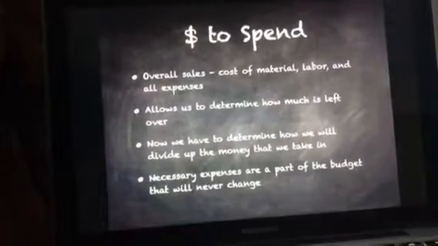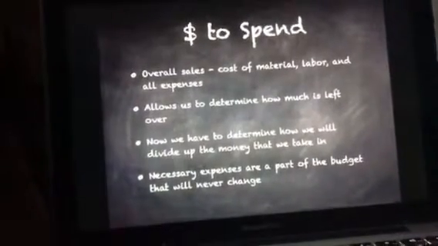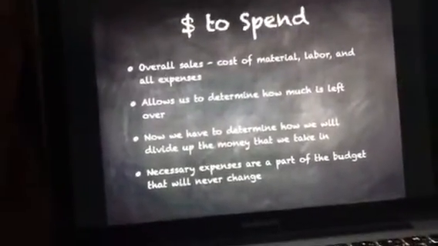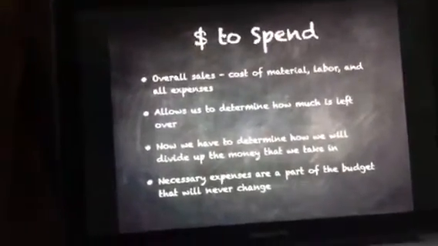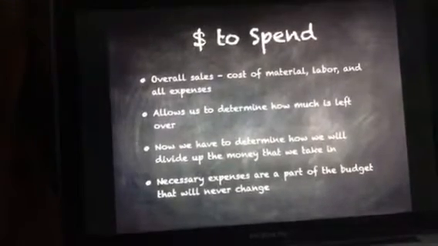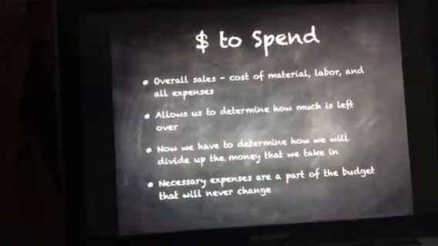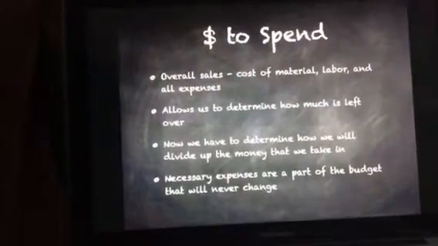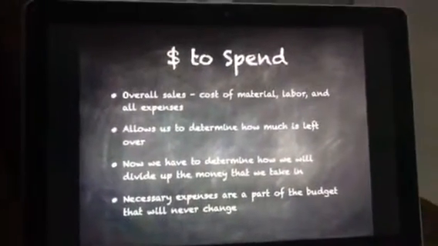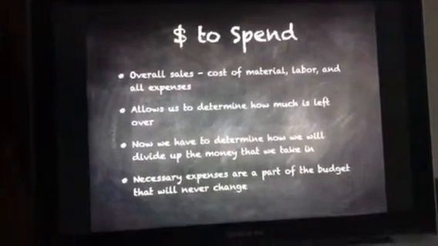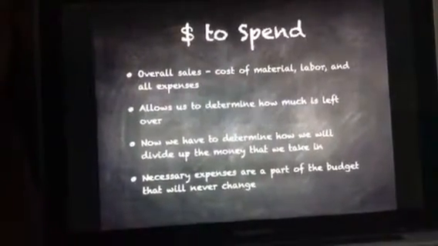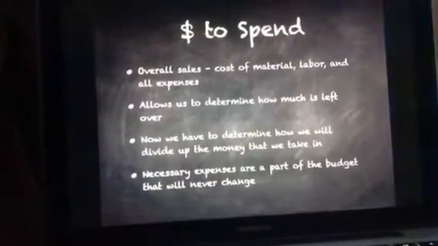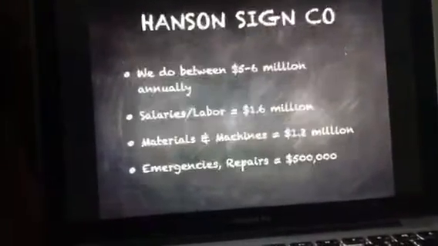Necessary expenses are the biggest part of the budget, and that part of the budget never changes. Each year, the numbers themselves may change, but as a company, we will spend the first several weeks determining exactly what our necessary expenses are, how much we've brought in, and what we need to divvy, especially to those areas that will never, ever go away.